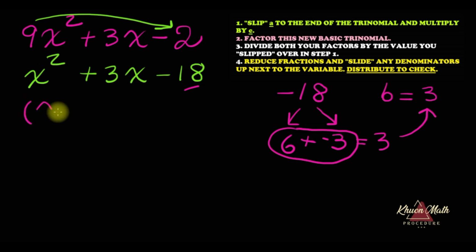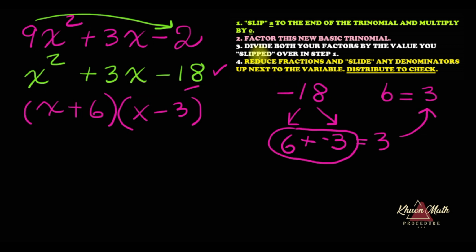So that's going to be x plus 6, because positive 6 was one of the factors, and then x minus 3. So if I were to factor this right here, x squared plus 3x minus 18, I'm done. I'm all done. But no, the original is 9x squared plus 3x minus 2, so I have to keep on going.